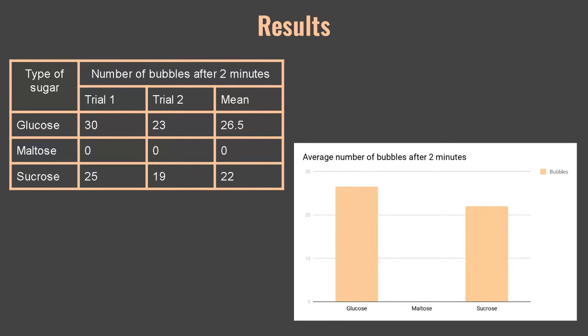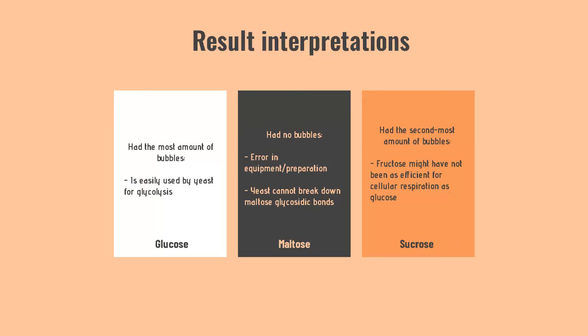The overall results, after 2 trials: glucose produced 26.5 bubbles after 2 minutes, sucrose produced 22 bubbles after 2 minutes, and maltose produced none. Possible interpretations by the students would be that glucose had the most amount of bubbles because it was easily used by yeast for glycolysis.